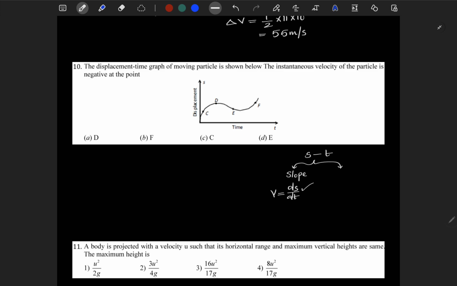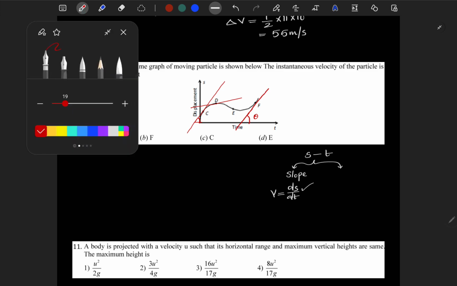So this is the displacement time graph. You are supposed to find when the instantaneous velocity of the particle is negative. So we'll simply start drawing the slopes at the points which are given. First we draw a tangent at the point C, and if you observe, it is making an acute angle with the x-axis, so the slope is positive. Similarly at D, the slope is positive, and at F, the slope is positive. What is left is E.